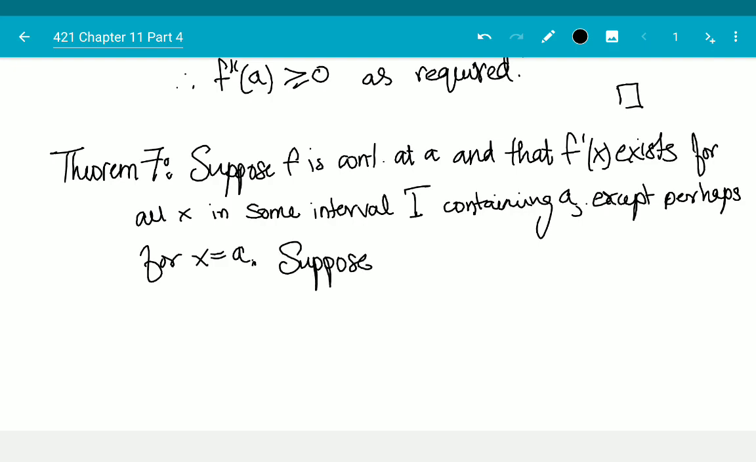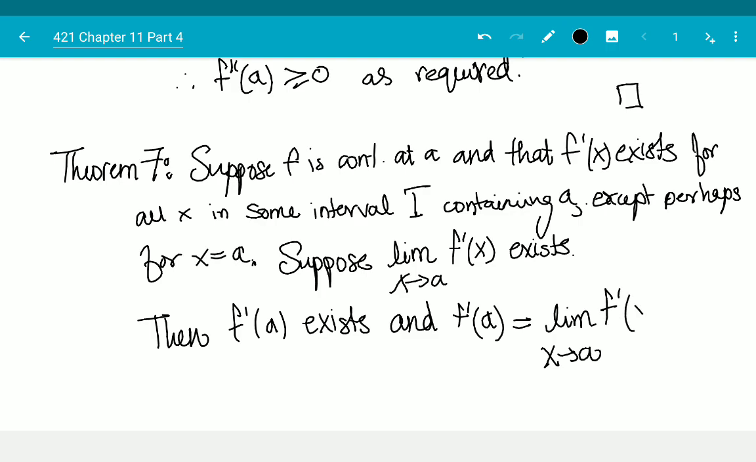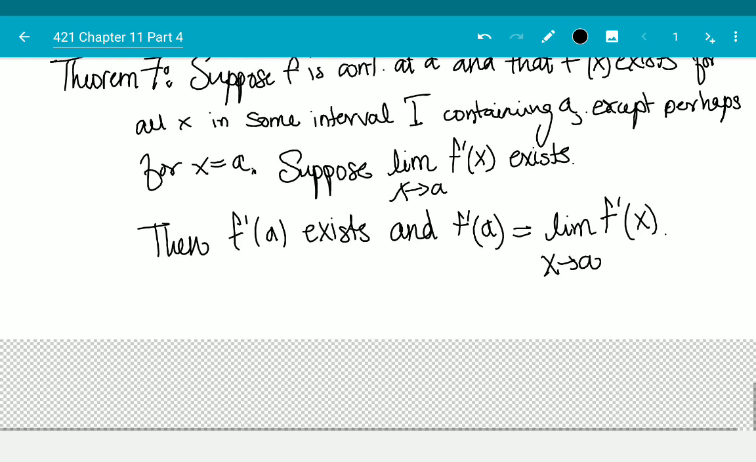Now, suppose the limit as x goes to a of f prime of x exists. Then f prime of a exists, and f prime of a is equal to the limit as x goes to a of f prime of x, right? Proof.